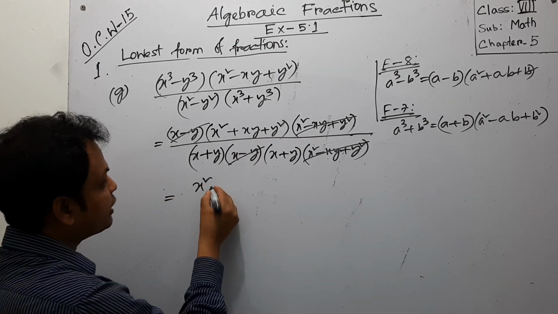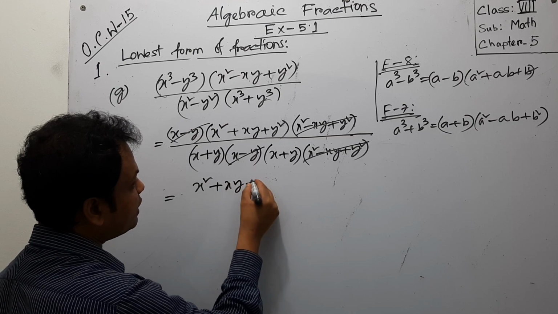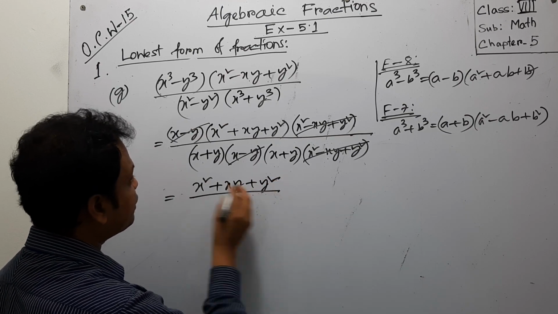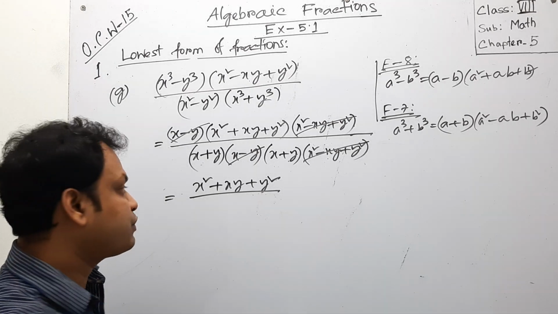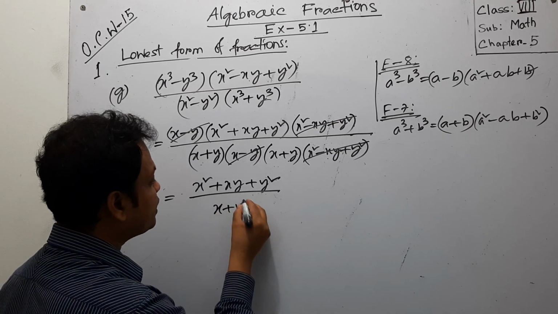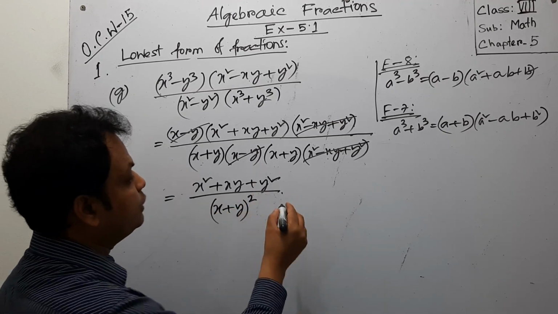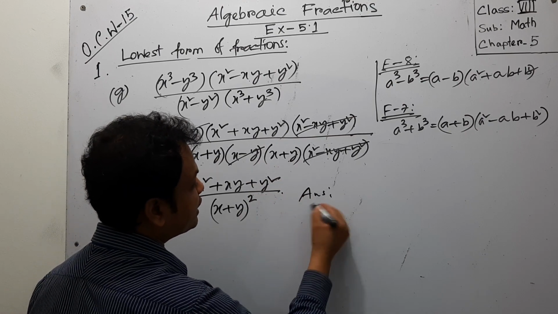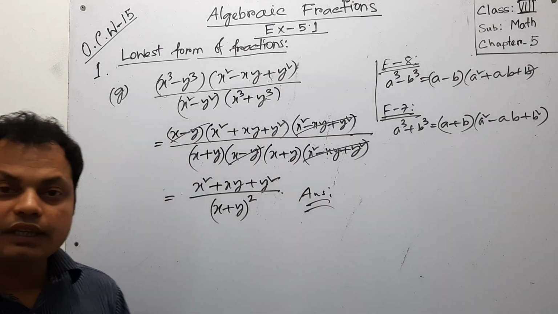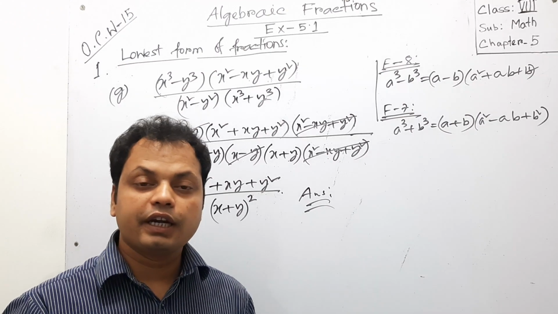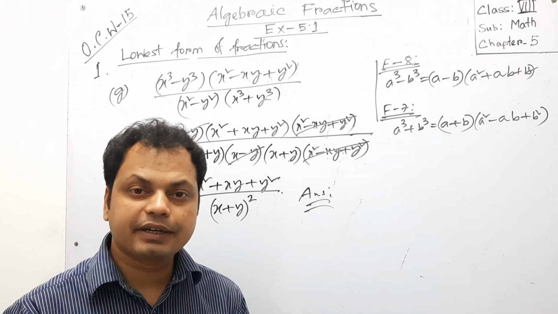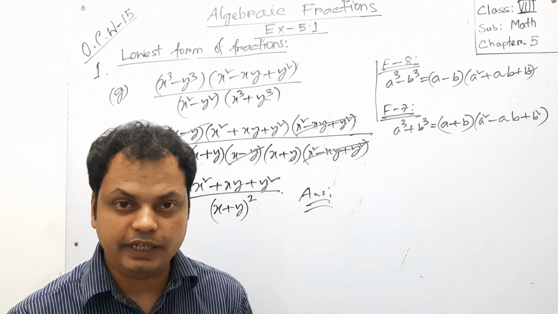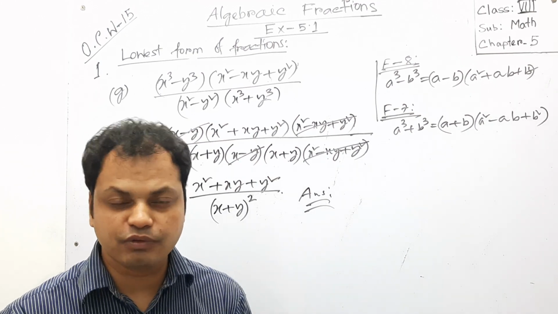So in the numerator we will get x square plus xy plus y square, and in the denominator we will get x plus y. So how many times x plus y? Two times. So we will write this as x plus y whole square. So this is the lowest form of the given expression. In this way we can express algebraic fractions in the lowest form or simple form.